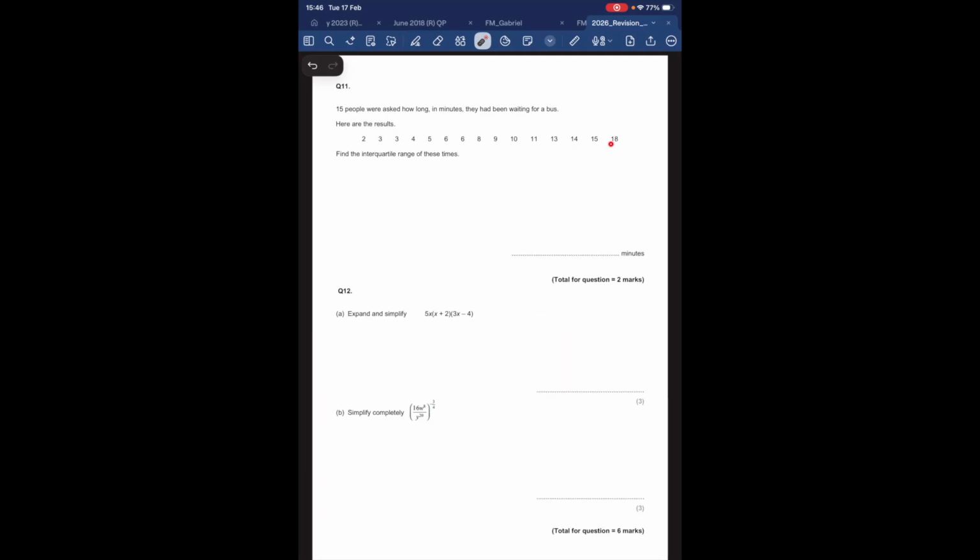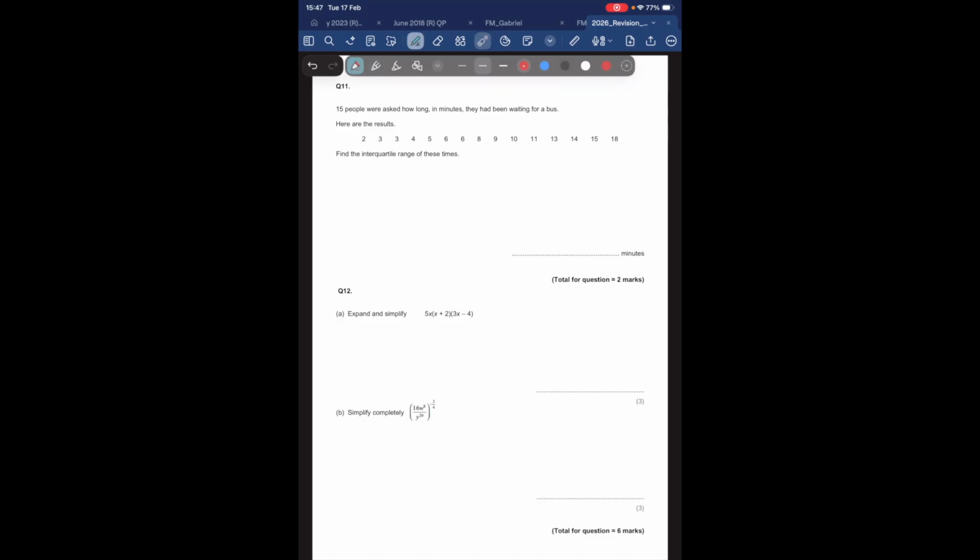Given raw data like this, working out the median and the interquartile range is fairly straightforward. The first thing you need to do is make sure that your data is put in increasing order. So you can see that the data starts at 2 and then it goes up to 18. The values have already been put in order.